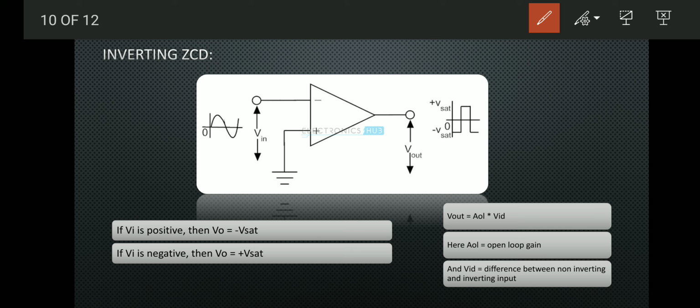As you see, as the positive wave completes, the output would be minus Vsat, and once it goes to the negative wave, it goes to plus Vsat. Similarly, as the wave goes on moving, the output would be like a square wave, as in the previous case. Only the minus and the plus Vsat get interchanged.